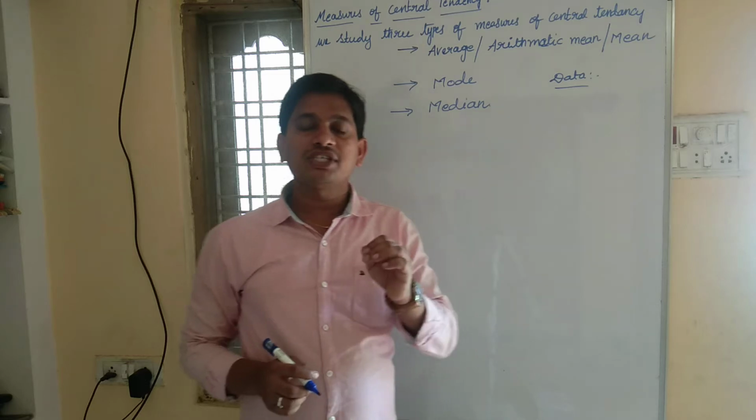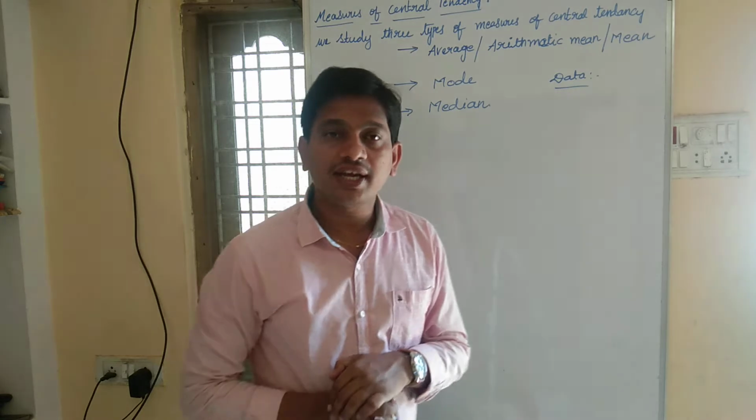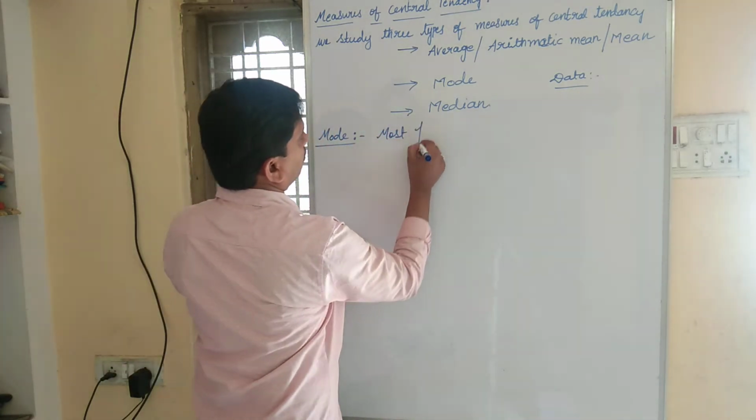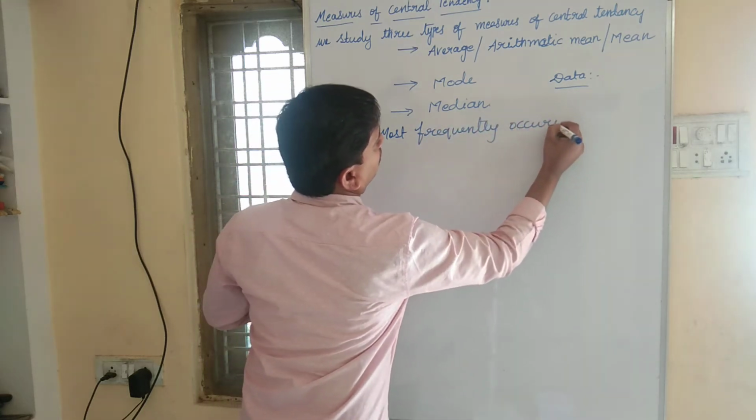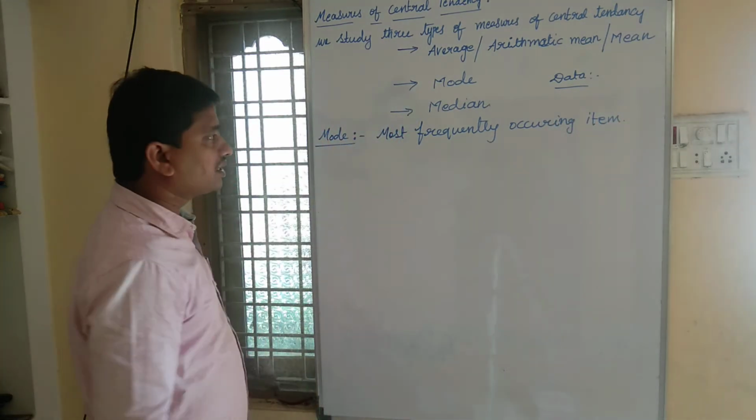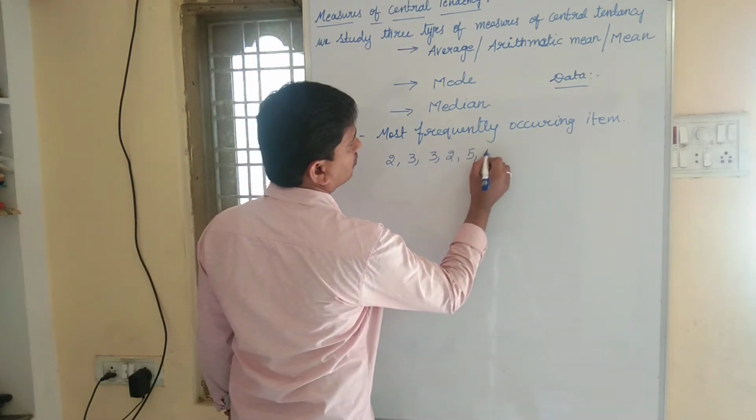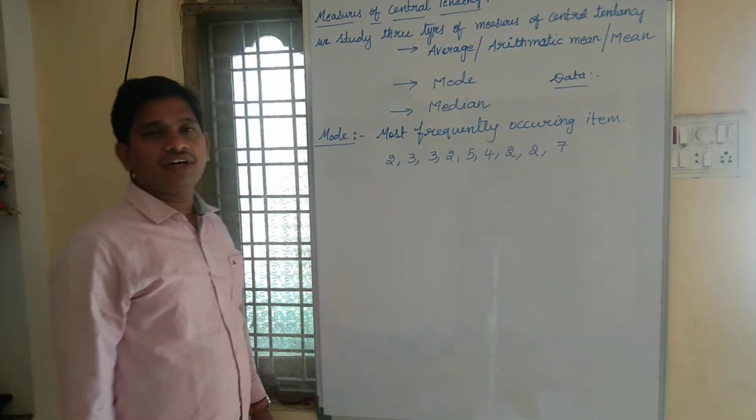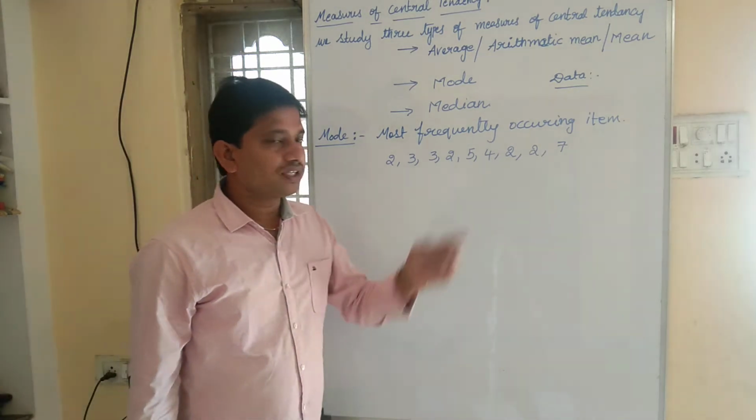Mode, in the sense, is the most frequently occurring item. We can also call it the most frequently occurring observation. Consider the given data. This is the given data. In this given data, we have several observations.